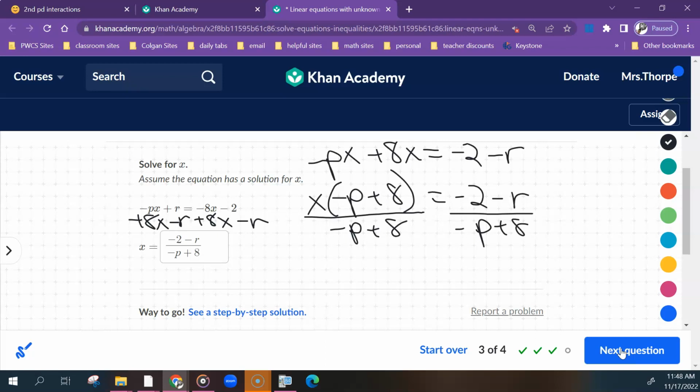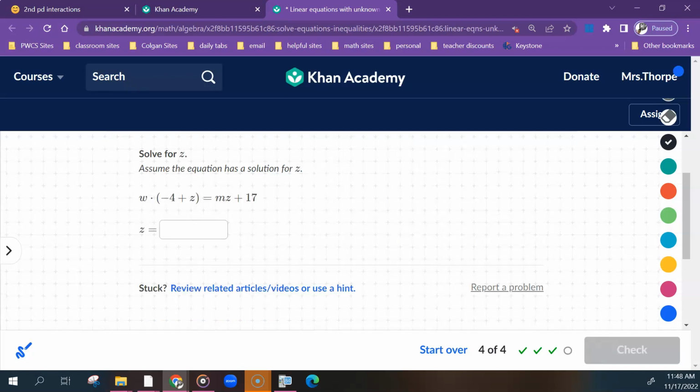Okay, I'm going to show you one more example. So that last type, we didn't have parentheses. We eventually put parentheses in. This type, you would be given parentheses. So if you can't see this, this says W times negative 4 plus Z equals MZ plus 17.